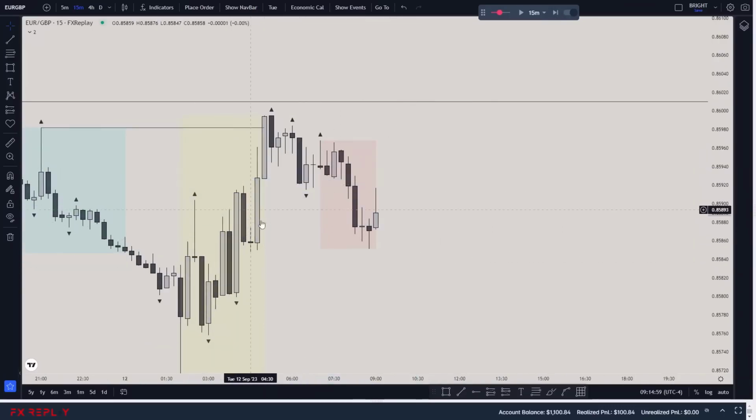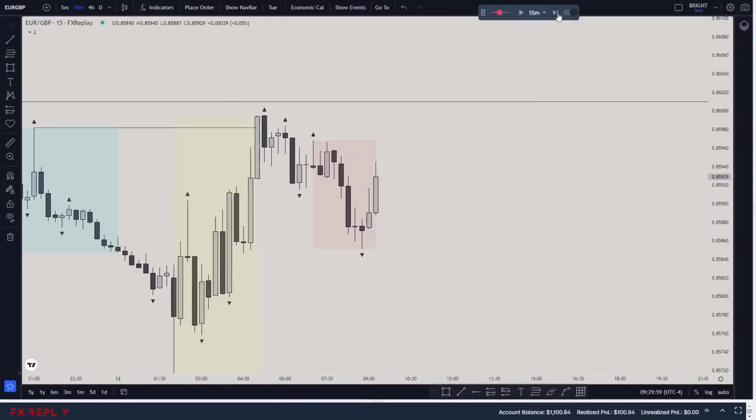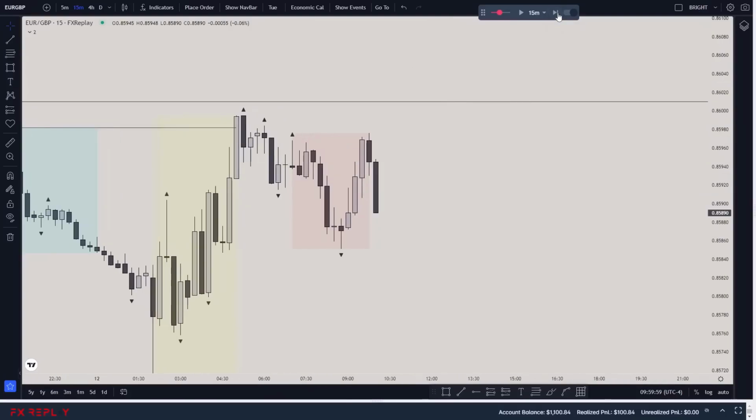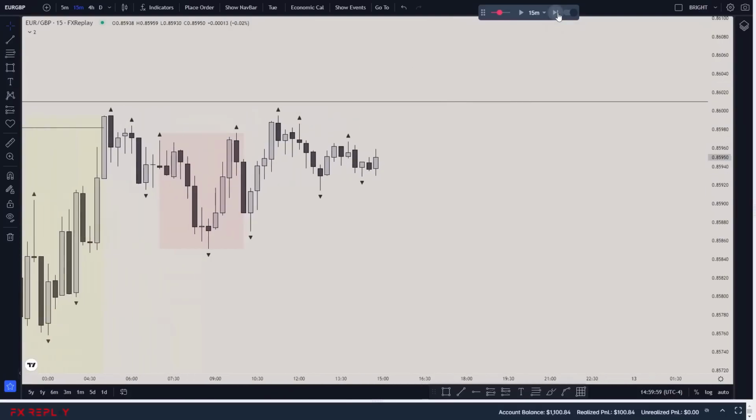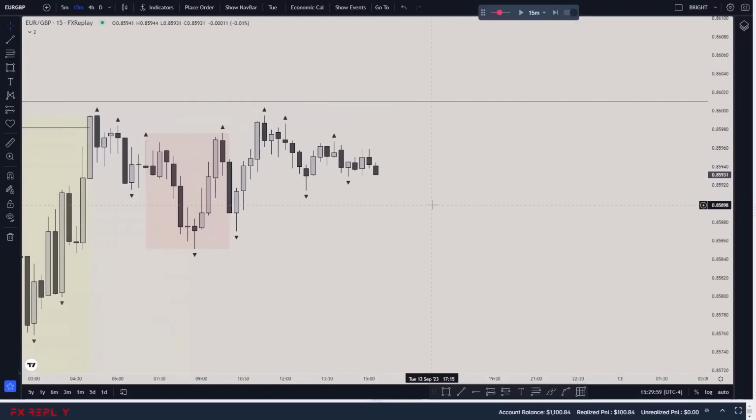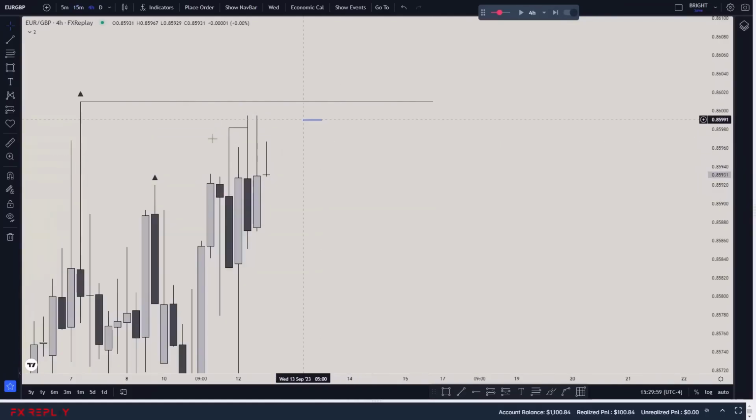Just because this fair value gap is holding, and price goes up actually. So now I'm really not interested, and we're out of the kill zone. It was not a good trade. Back to the 4 hour.